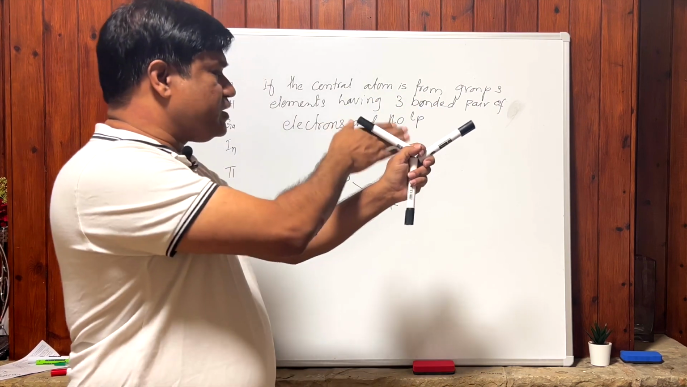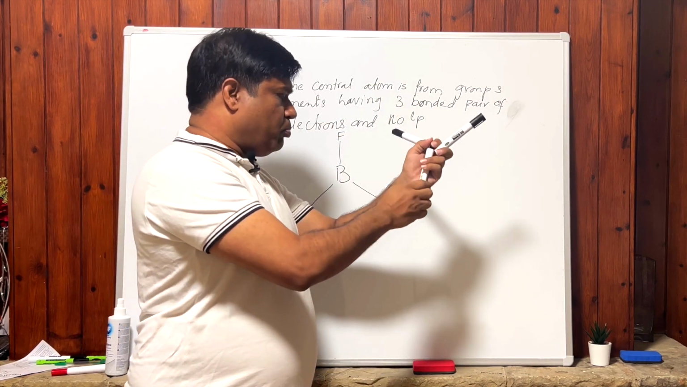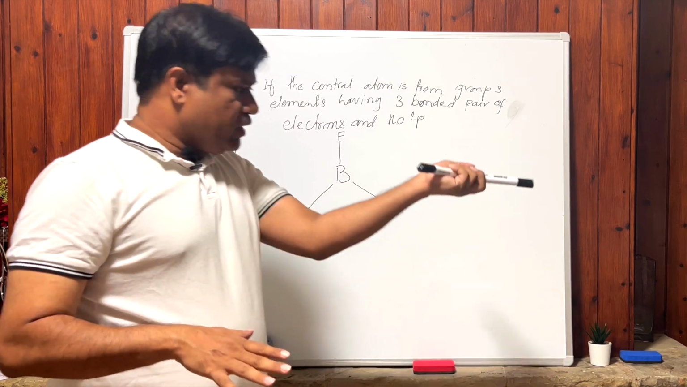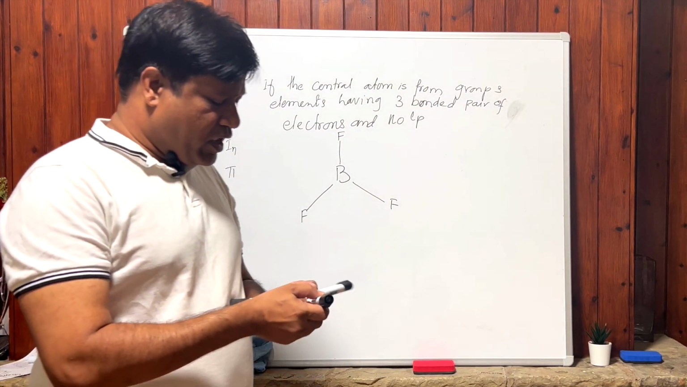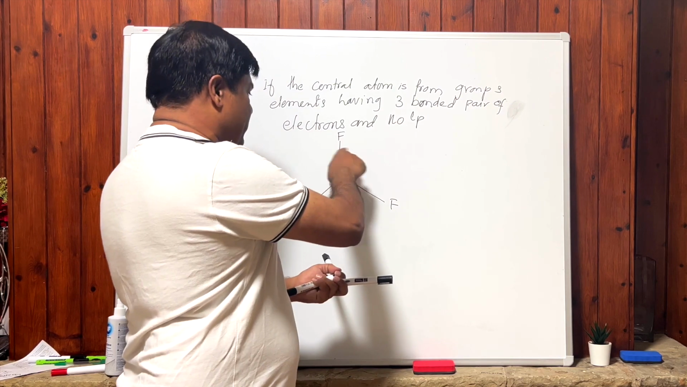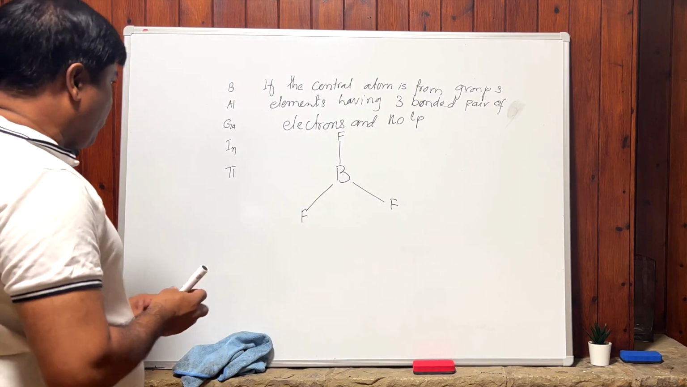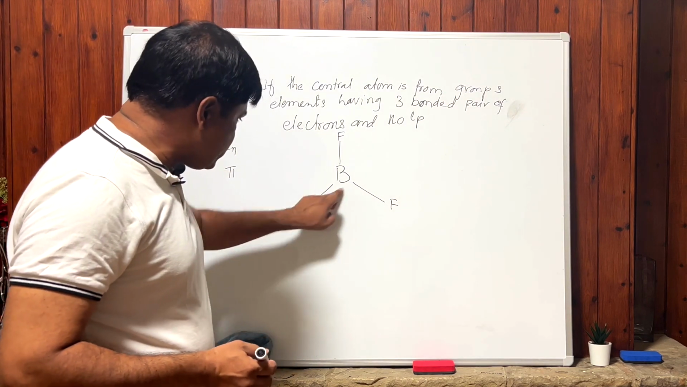Assume that my hand is like a board, and this is the planar molecule. It's not 3D. And these are at equidistance. The B and F bonds are at equidistance.